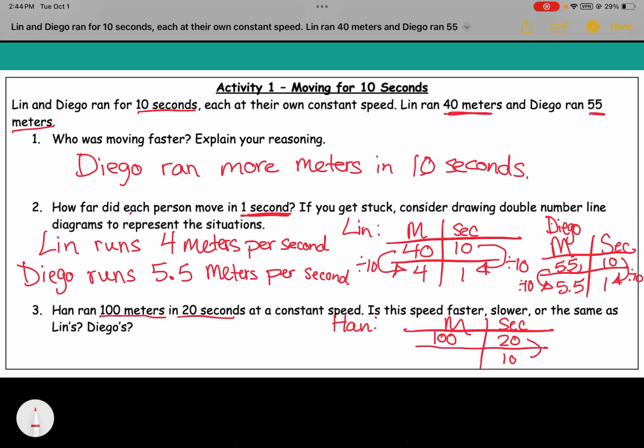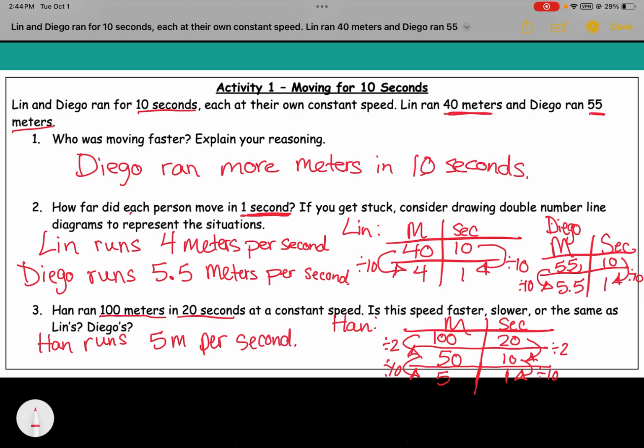So I know 20 divided by 2 would give me 10. So I'm going to divide 100 by 2 because that's easy for us. Half of 100 is 50. So he's going 50 meters in 10 seconds. And I'll just take it one step further to see in 1 second. 10 divided by 10 is 1, and then 50 divided by 10 is 5. So Han runs 5 meters per second.